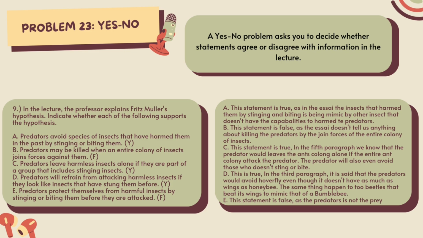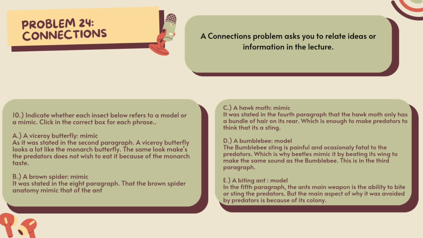The predator will also even avoid those who don't sting or bite. D. This is true. As in the third paragraph, it is said that the predators would avoid the hoverfly even though it doesn't have as many wings as a honeybee. The same thing happened to the beetles that beat their wings to mimic that of a bumblebee. E. This statement is false as the predator is not the prey.